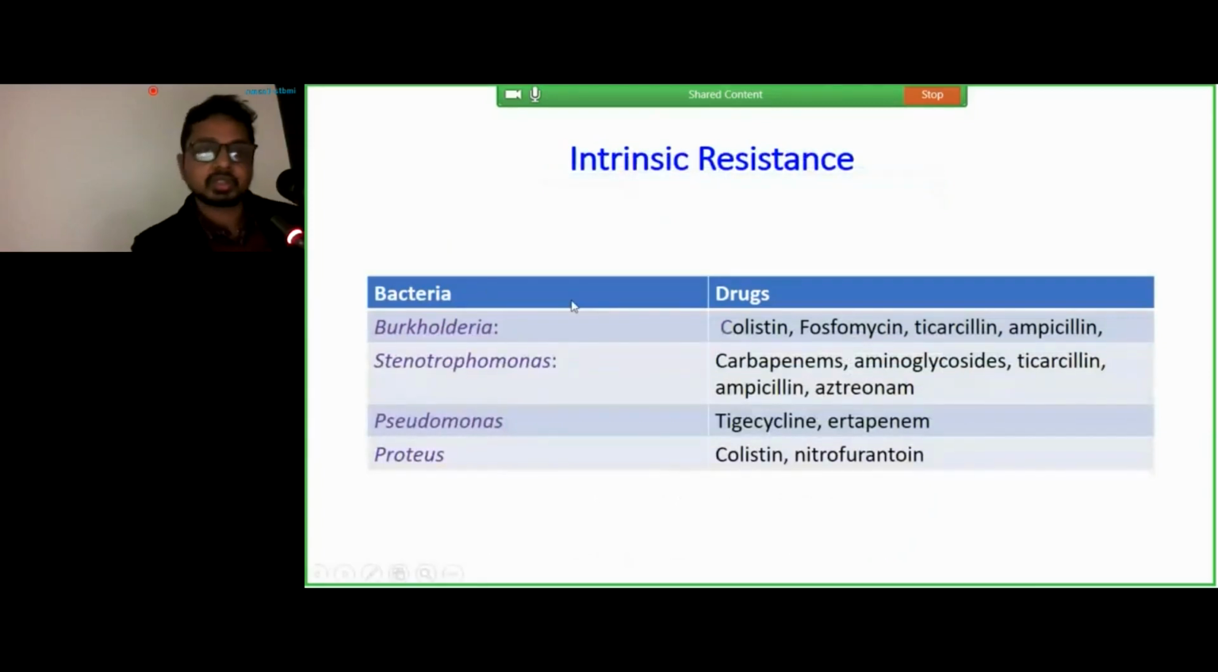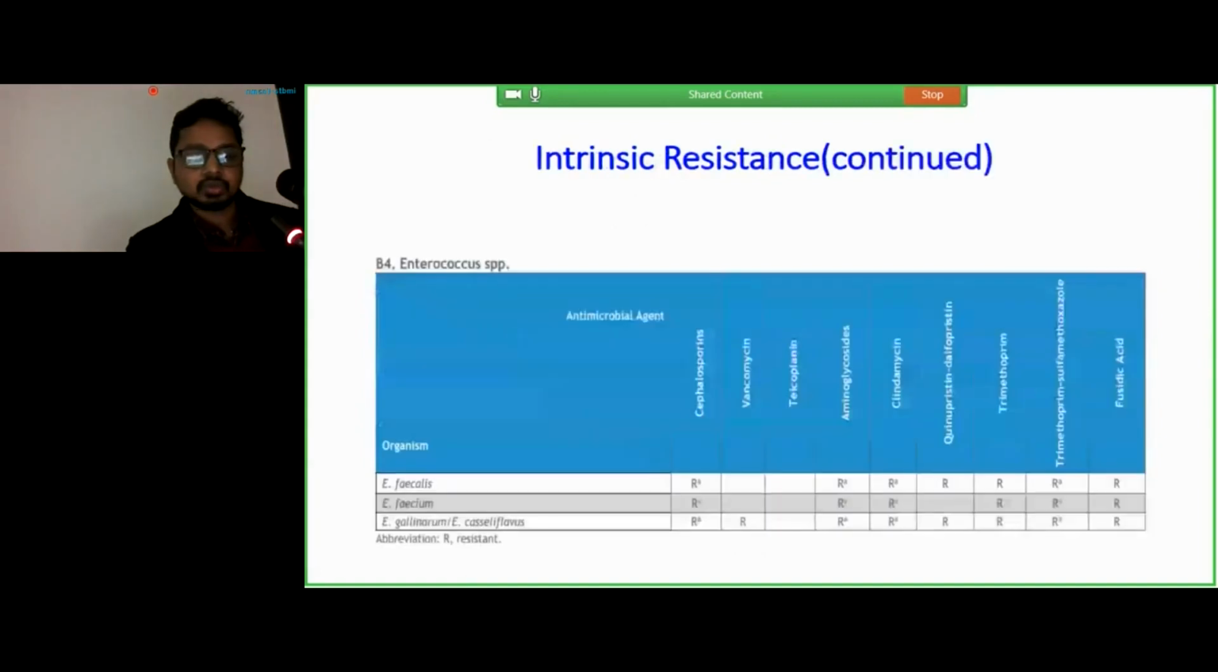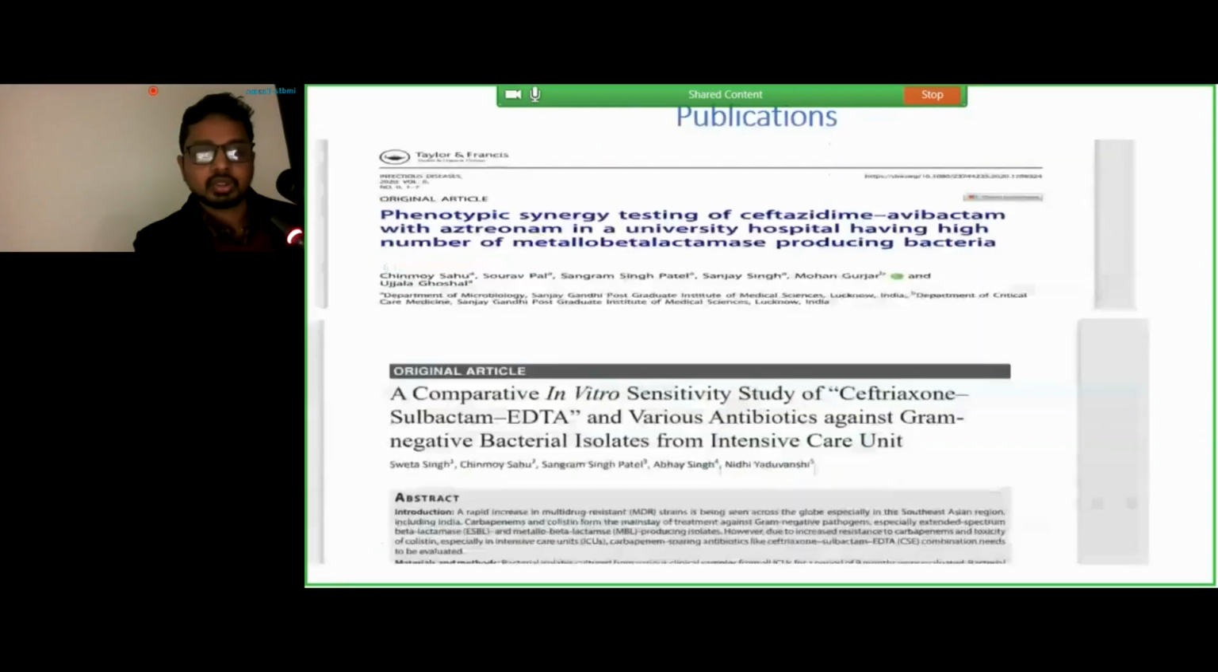As we have already discussed, these are some intrinsic resistance cases. When these bacteria are isolated, these drugs should not be given because they have intrinsic resistance even before the administration of any antibiotic, like Burkholderia for colistin, then Staphylococcus, carbapenem, Pseudomonas, tigecycline and ertapenem, and Proteus. For gram-positive, first and second generation cephalosporins should not be given.